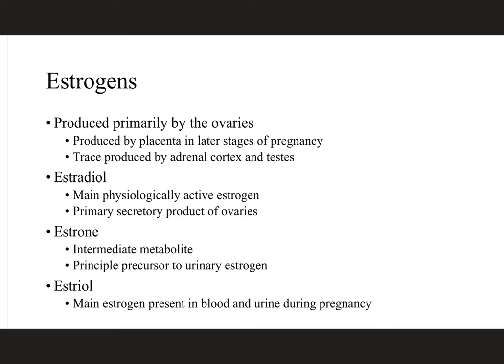We can monitor estriol as well. It's the main estrogen that's present in blood and urine during pregnancy. So depending on which stage of life you're in, you may have different needs for measuring each one. For example, estradiol will usually be measured for evaluating menstrual and fertility problems. Estrone we'll see more as the main circulating estrogen after menopause, and then estriol serves us more when we're trying to measure estrogen levels during pregnancy.